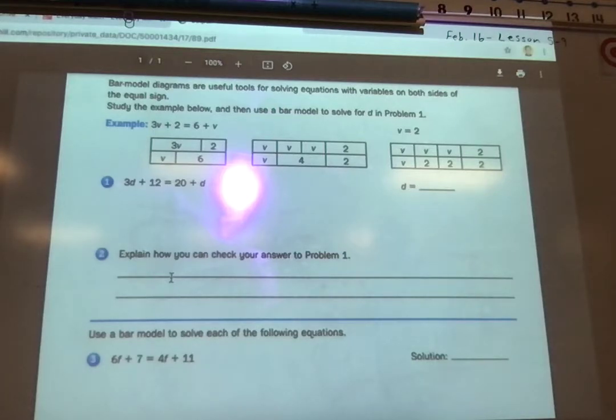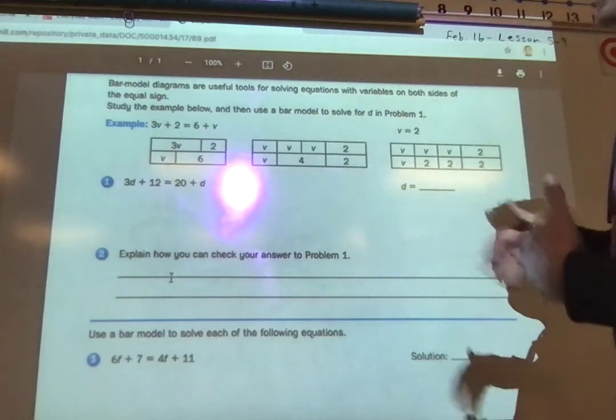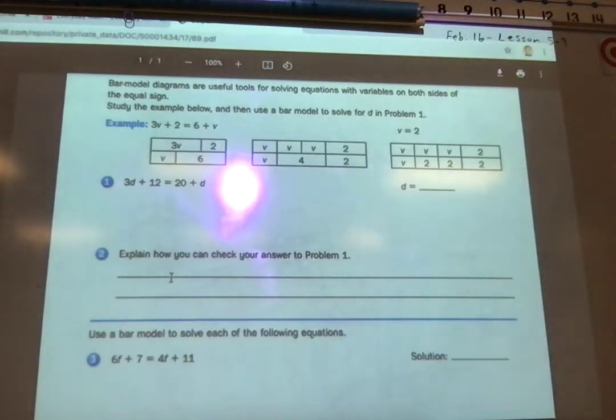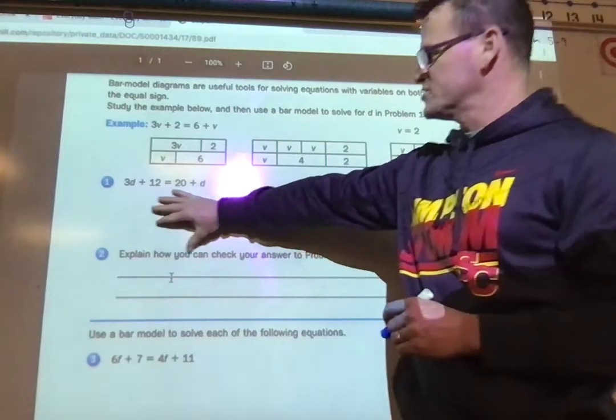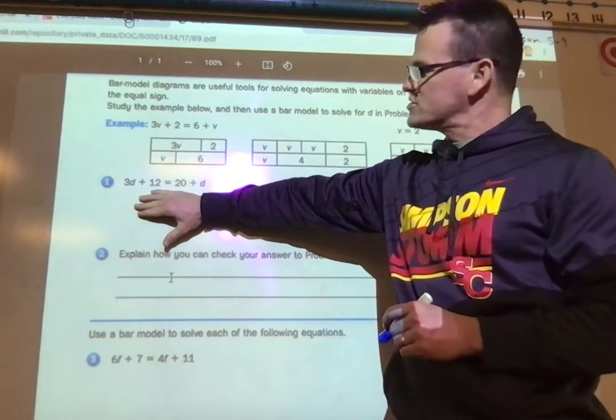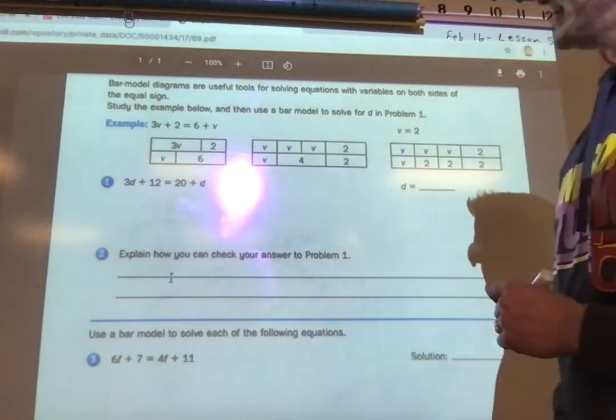These work really well when there's multiplying and dividing, multiplying and adding. It gets a little tougher to use this bar model diagram when there's subtraction and division in there. So we'll just take a look at a couple examples here, and then you'll get a lot of chances to practice, because this takes a little bit of practice and time to see what's going on. So I'm going to model it with this first one, 3d plus 12 equals 20 plus d.